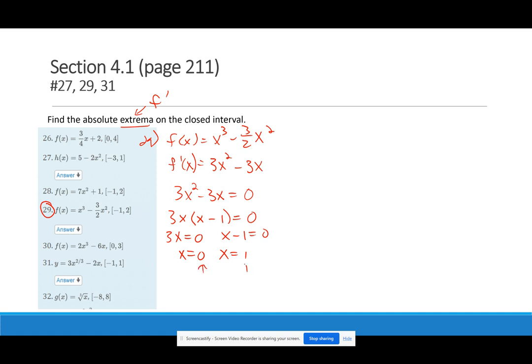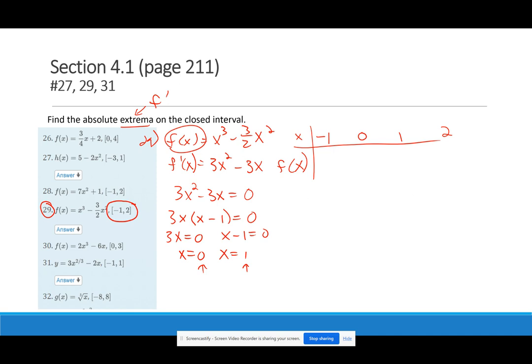Okay. So now I have to consider those locations if they're in the interval. And I also need to consider the endpoints. So now I have to evaluate the function at the endpoints and any places where the first derivative was equal to 0. So I'm going to have to check those four values. And when I'm checking it, I'm plugging it into the original function.